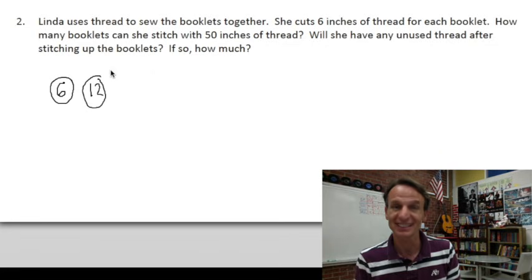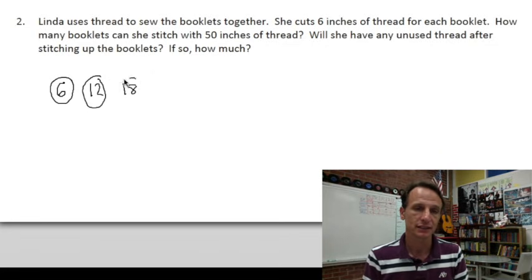Hand making booklets and sewing them by hand. Go, Linda.